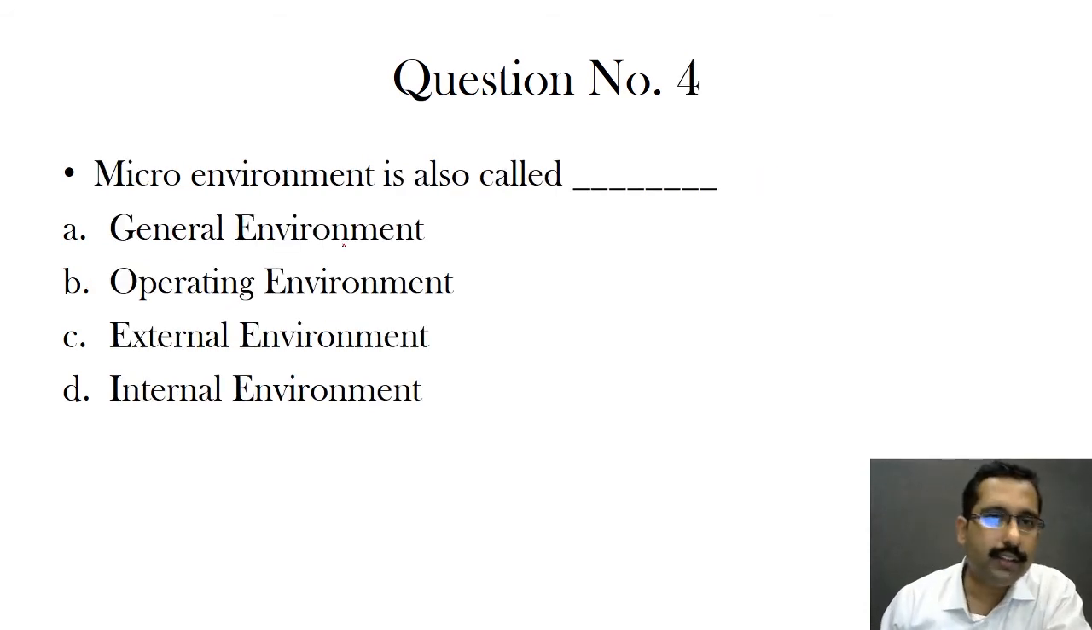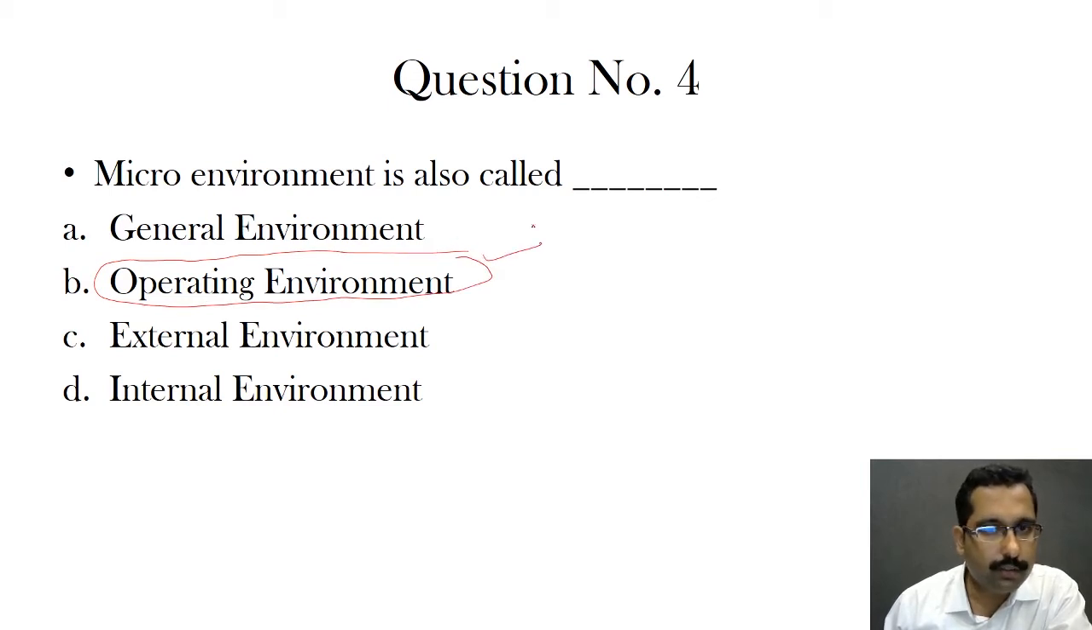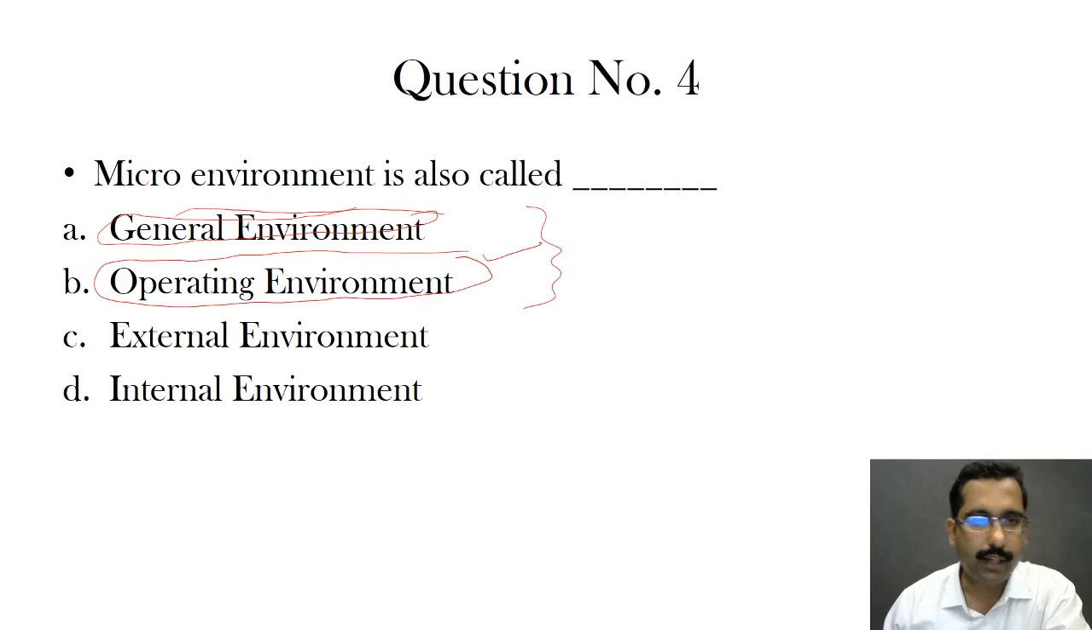The fourth question is, micro environment is also called. Micro environment is also called the operative environment, and the answer is B. Just to give an idea, the general environment is called the macro environment. So these are the two phrases you need to remember: micro environment is operative in nature, and macro environment is the general environment.